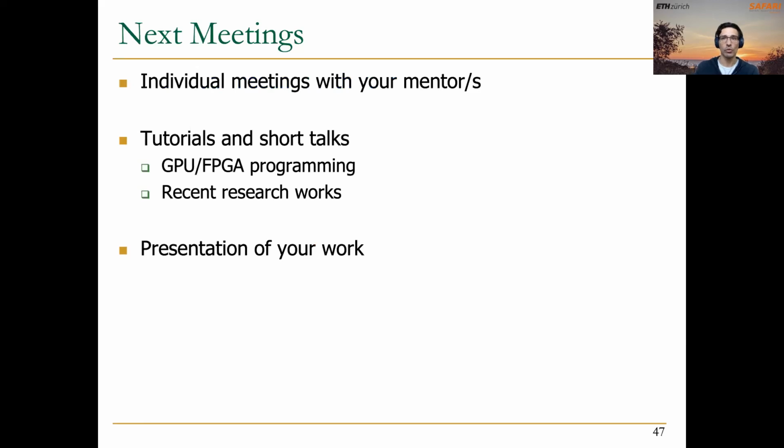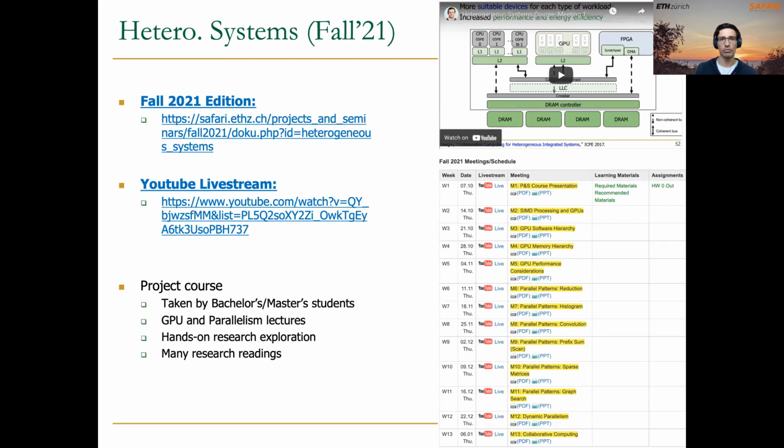In the next meetings, we will talk about heterogeneous systems with a special focus on GPUs and GPU programming. But we will also have lectures about FPGAs, for example, and about some of our other recent research works. And at the very end of the course, after finishing the hands-on project, you'll have to present your work. If you want to know more or less about the structure of the course, I recommend you take a look at the website of the past semester, fall 2021, where you can find all the lectures and all the materials, presentations, and so on.